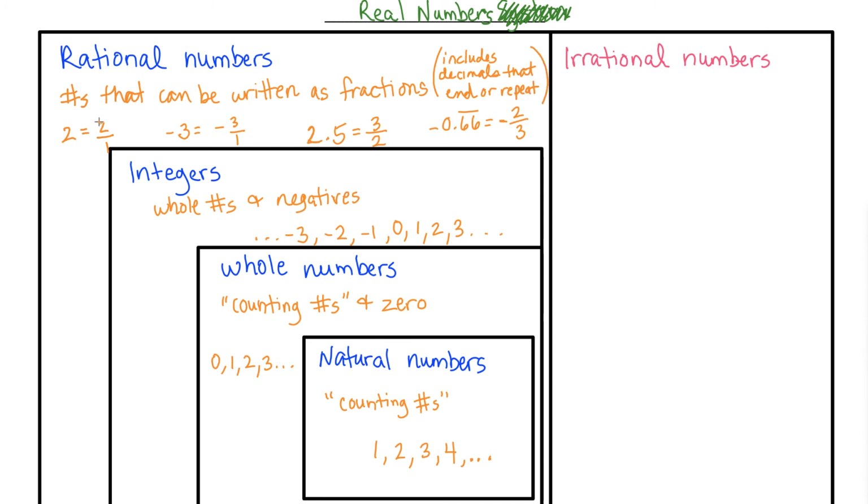So numbers that can be written as fractions, these include decimals that end or repeat. So like this decimal ended, 2.5, done, cool. This 0.66 repeated, cool. But if it was like 0.2456187, like it just never repeats and it keeps going, it just never ends, then it'll be irrational.